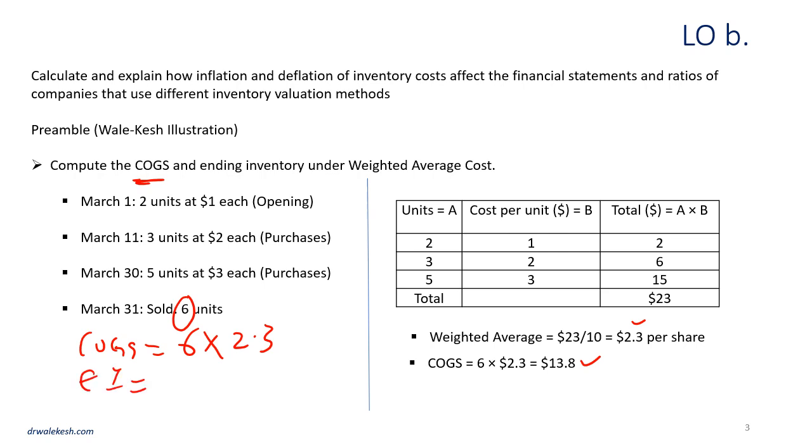We need to compute the ending inventory. Since we had a total of 10 units, that means we have 4 units left, and the 4 units would be at the weighted average cost. That would be 4 times 2.3, and that would give us 9.2 US dollars.